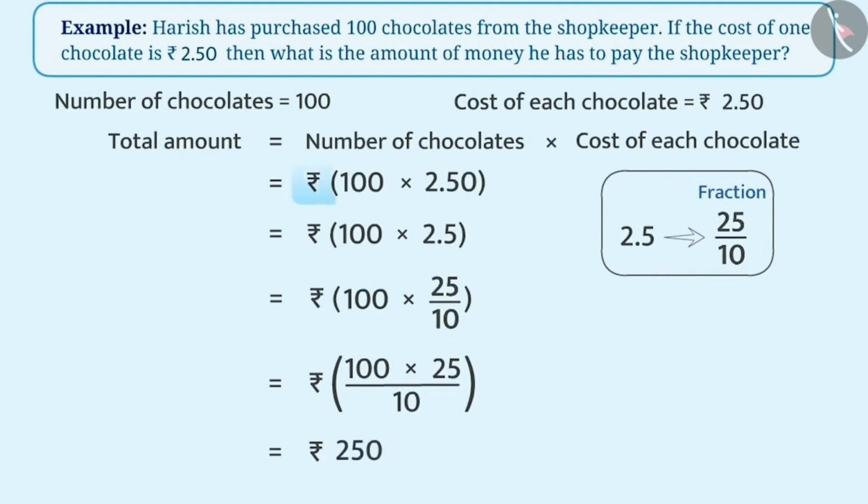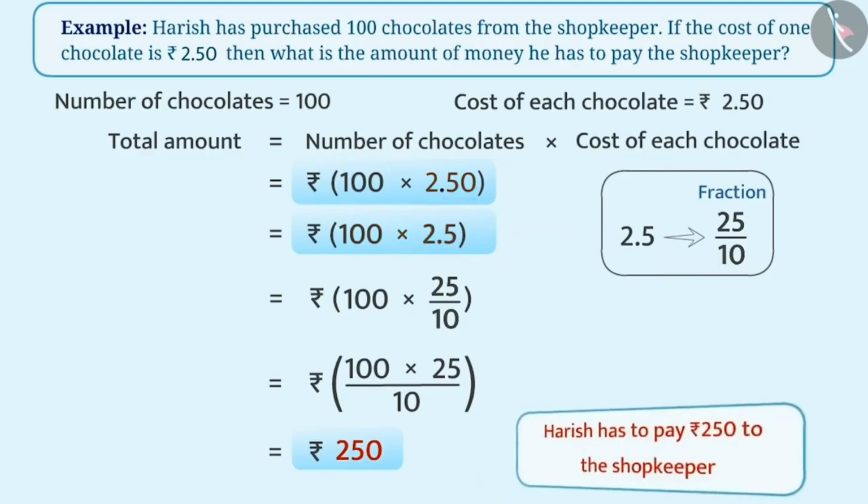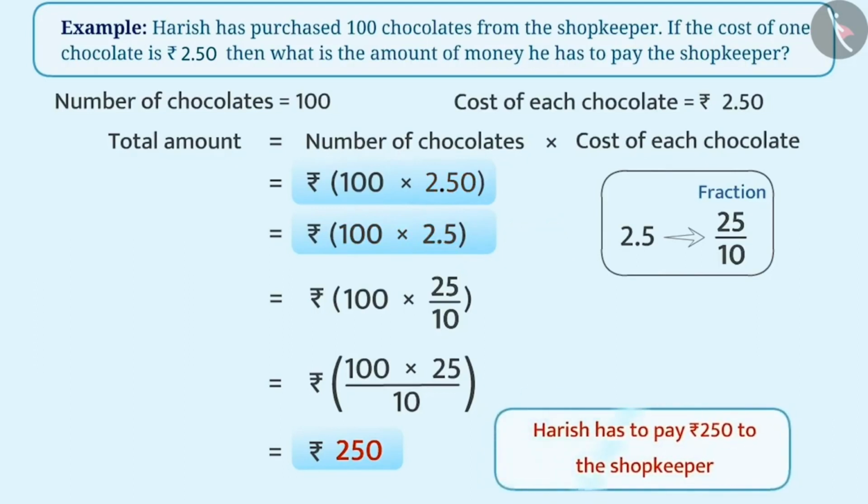If we carefully look at 100 multiplied by 2.50 is equal to 250, then we can find that the number of digits in the answer and the given decimal number are the same. But the decimal point has shifted 2 places towards the right. Thus, we can say that if any decimal number is multiplied by 100, then the decimal point is shifted 2 places to the right to obtain the answer. That means Harish has to pay rupees 250 to the shopkeeper.